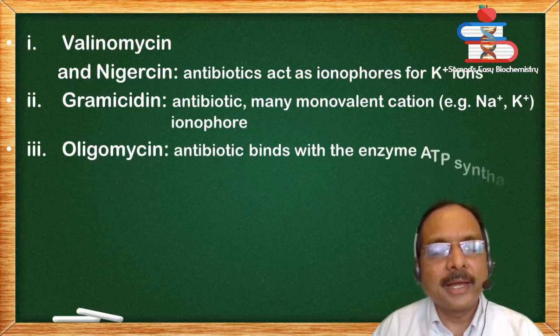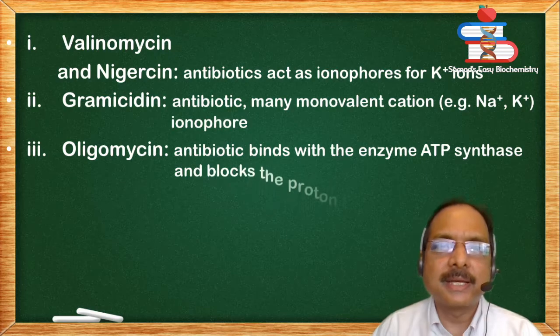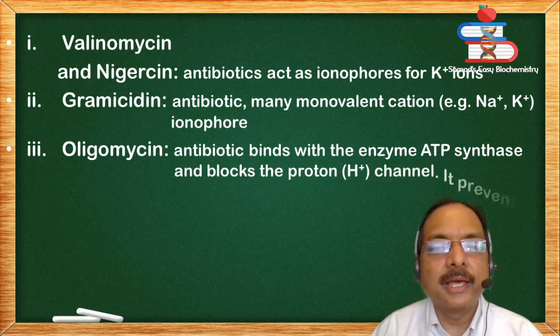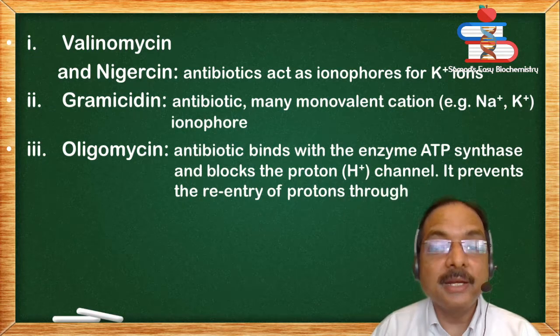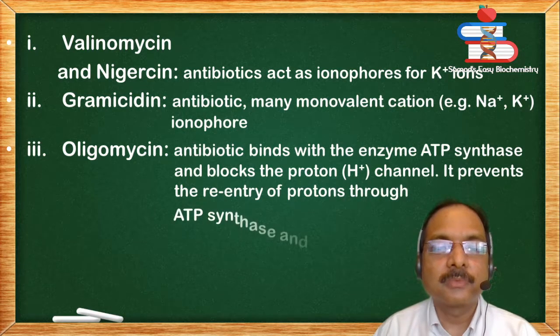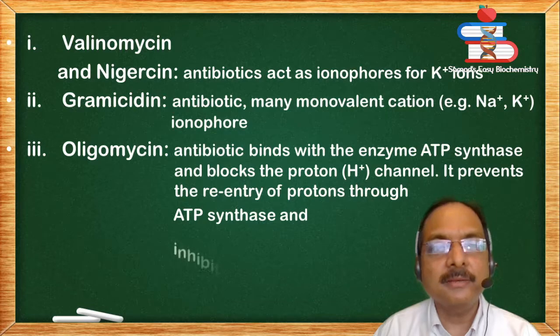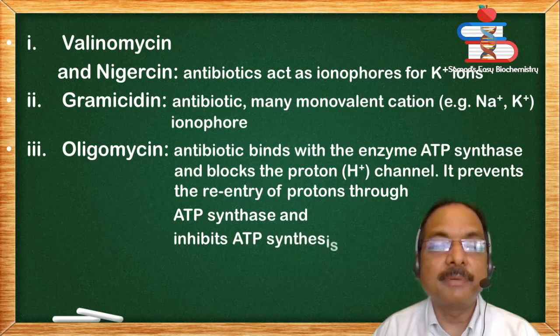Oligomycin, an antibiotic, binds with the enzyme ATP synthase and blocks the proton channel. It prevents the re-entry of protons through ATP synthase and inhibits ATP synthesis.